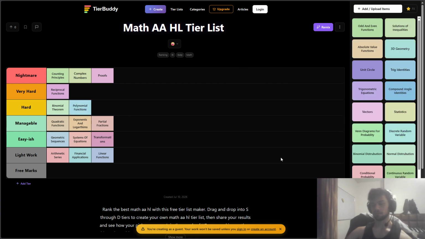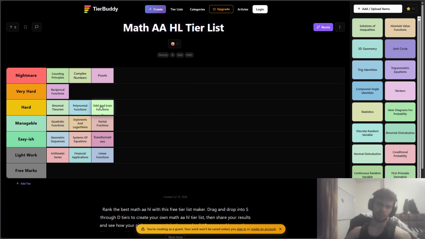I think odd and even functions are pretty manageable. You have to sketch some things, and there are some garbage ones. If I remember correctly, there was this one integration question where there were no numbers and you had to find the integral of a function, and they just told you it's even. I don't think they even gave you a graph. Maybe they did, but it's manageable. Questions like that are very rare.